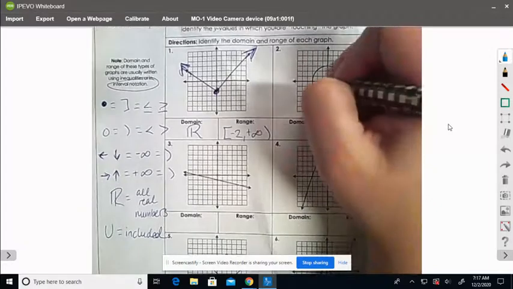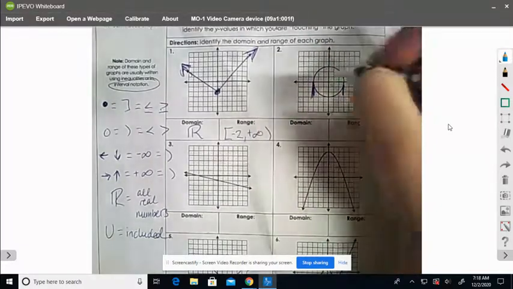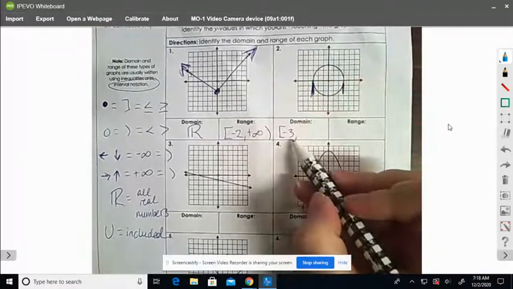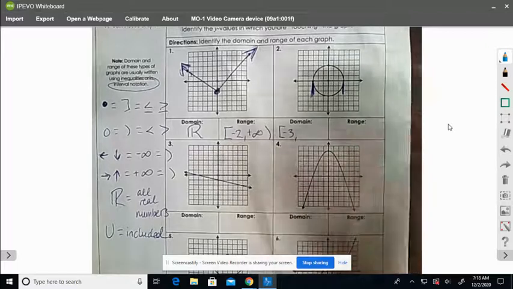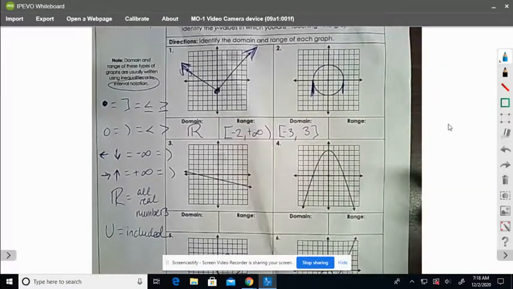My domain here, from left to right, it stops at both these edges. So this is -3. That's a continuous part of my function, so I would put a bracket. And this over here is +3, and I would also need a bracket there.